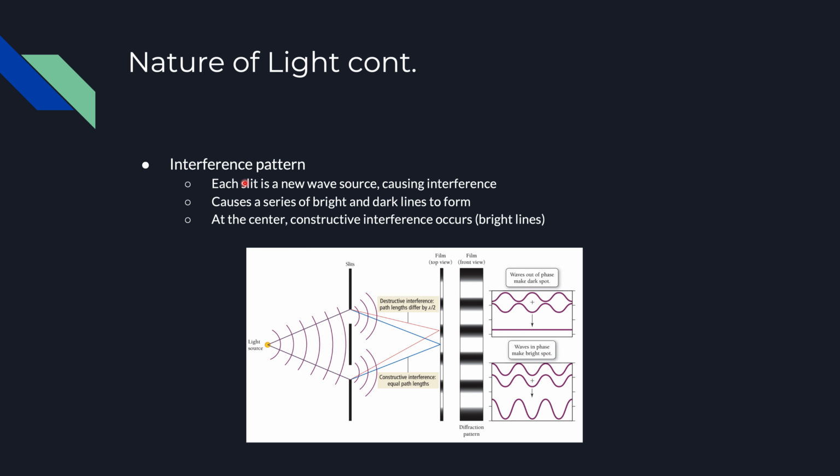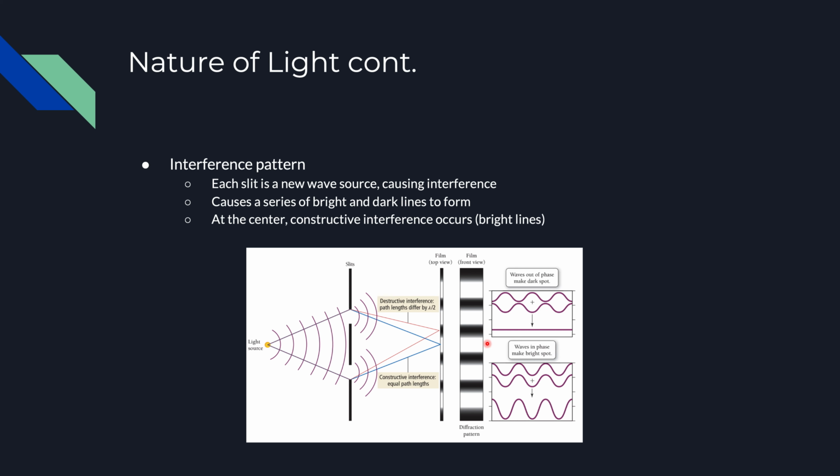So for an interference pattern, each slit is essentially a new wave source, which causes the pattern of interference. This interference pattern shows up as a series of bright and dark lines. As you can see here, they have dark, bright, dark, bright, dark, bright. They're alternating. And at the center, constructive interference occurs, which causes the bright lines. Where the dark lines occur, destructive interference occurs. So essentially bright is constructive, but dark is destructive interference.